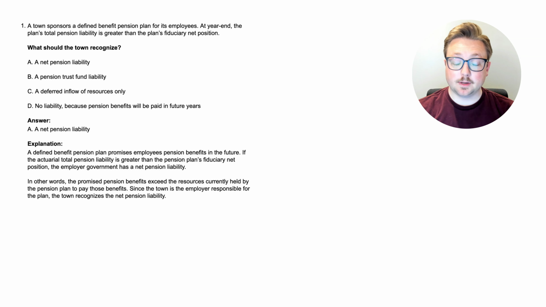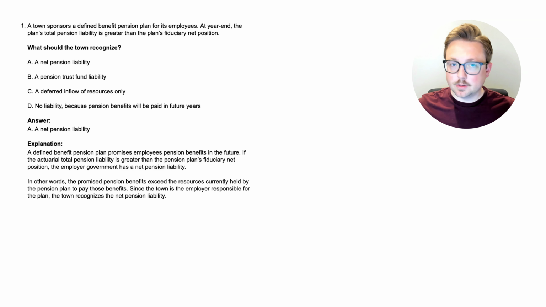amount, the total pension liability, is greater than the pension plan's fiduciary net position, the employer government has a net pension liability. In other words, the promised pension benefits exceed the resources currently held by the pension plan to pay those benefits. So that's what the fiduciary net position is. It's the resources currently held by the pension plan to pay the benefits. So if the actuarial total pension liability is greater than what they actually have, then they have a net pension liability. Since the town is the employer responsible for the plan, the town recognizes that net pension liability.